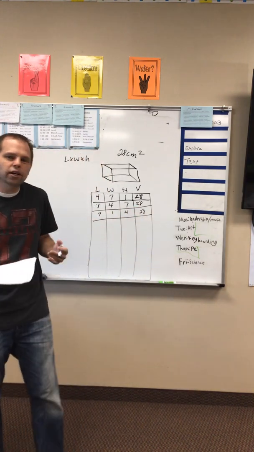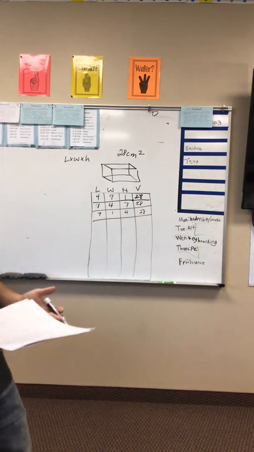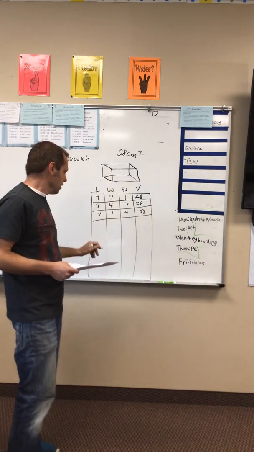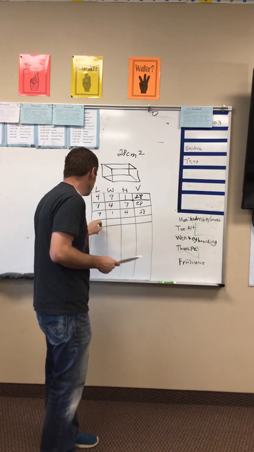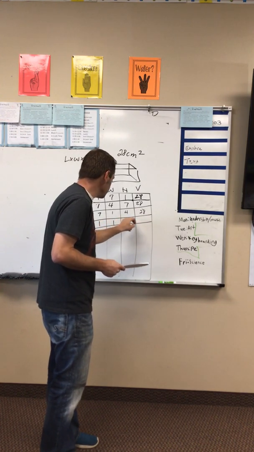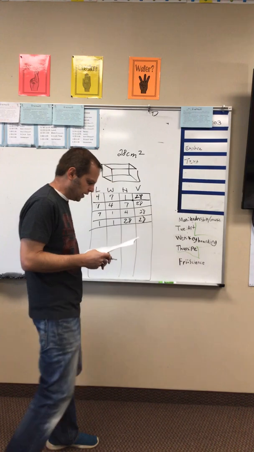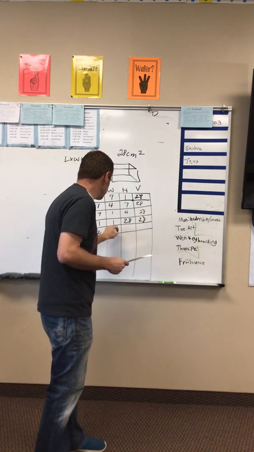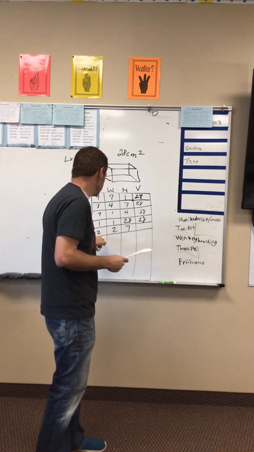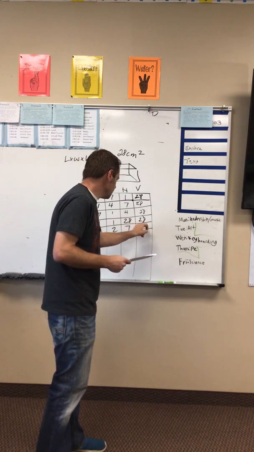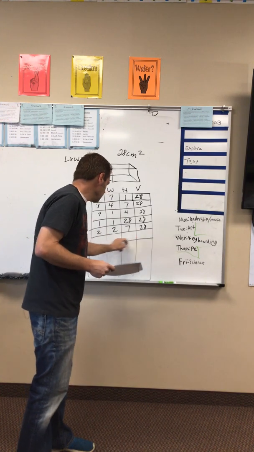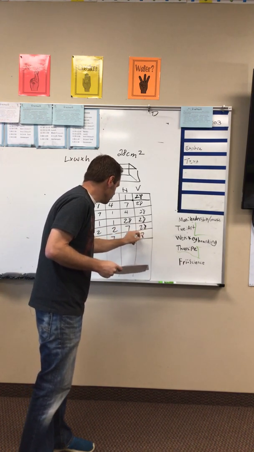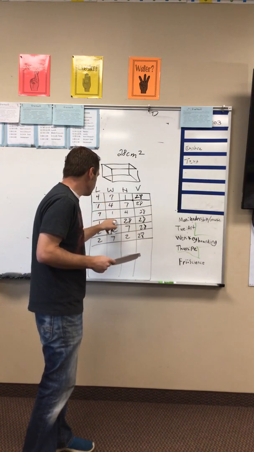Okay, I'm thinking of ways that I can make 28 with different length, width, and height. Another way I could do that, let's do 1 times 1 times 28. Of course, that would be 28. What about 2 times 2 times 7? 2 times 2 is 4. 4 times 7, that's 28. Okay, what about 2 times 7 times 2? That would be 28. 1, 2, 3, 4, 5, 6.